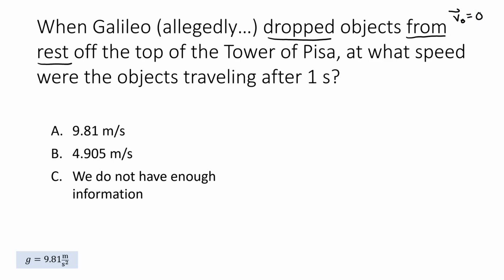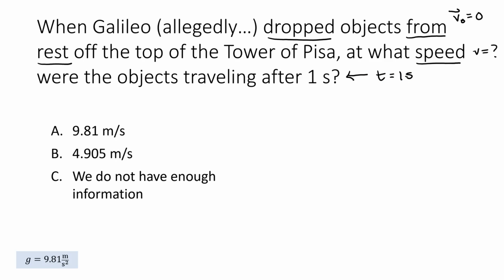Okay, so that's that. Then we want to know what speed, and so that's saying my final speed v is my question mark. And then we still have the time frame here. So my final time is going to be 1 second if they're released at time t equals 0. So I would say t is equal to 1 second.